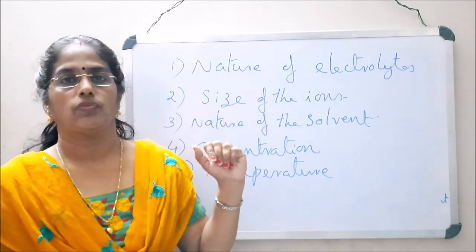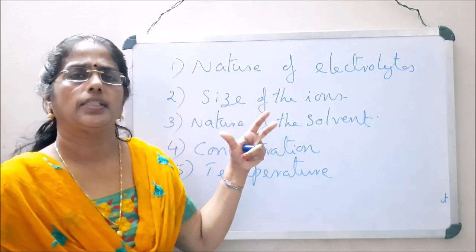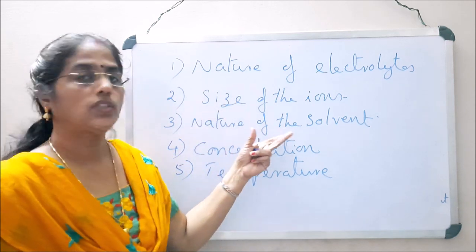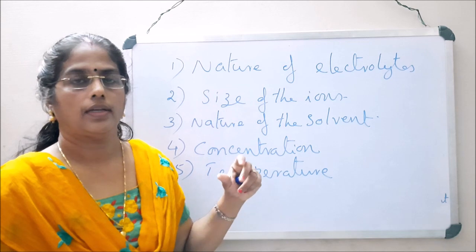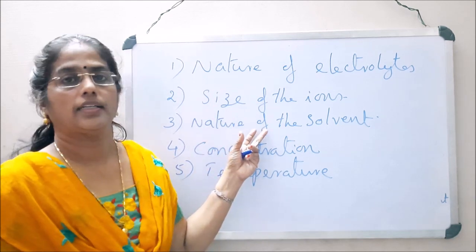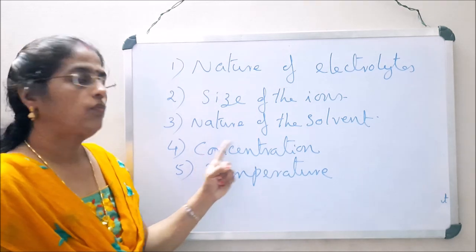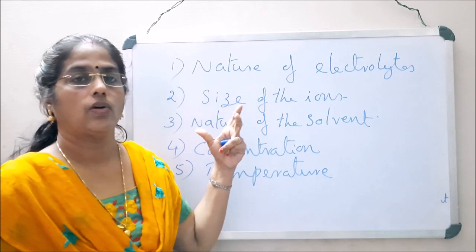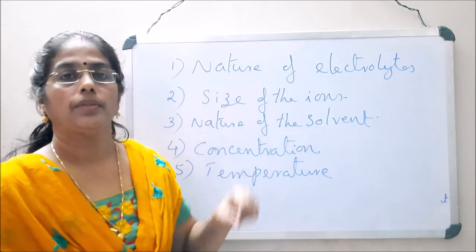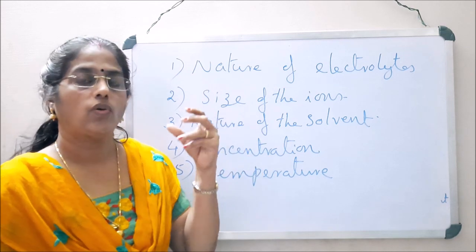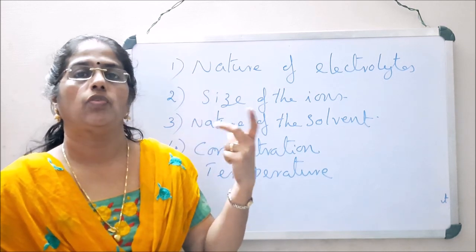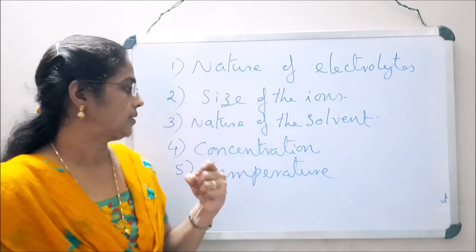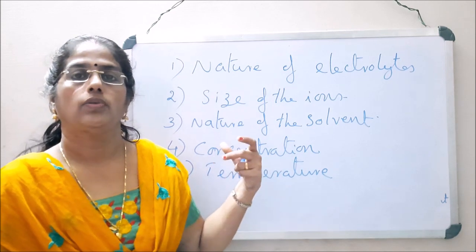The third one is nature of the solvents. Nature of the solvents means some solvents are more viscous and some are not much viscous. So the viscosity affects the conductance. If they are more viscous, their conductance will be lower. Then fourth point is concentration. Concentration also influences the conductance. In the case of a more concentrated solution, the freedom of ions will be less. The movement of ions will be less. So conductance also decreases. In the dilute solution, ions will move faster.